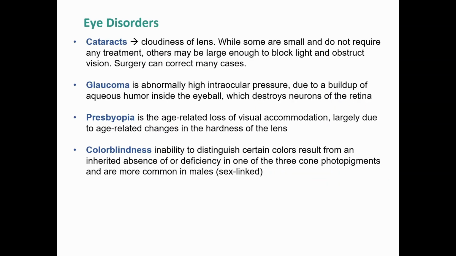And of course, we can't get out of this one without talking about what can go wrong. Here's just a few different things like cataracts. Cataracts is a cloudiness of the lens. Sometimes cataracts can be small, but it can also be very large, so much so that someone's vision is completely obscured. Depending on the cataract and the size, a person may or may not need treatment.